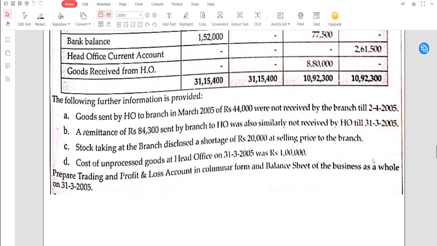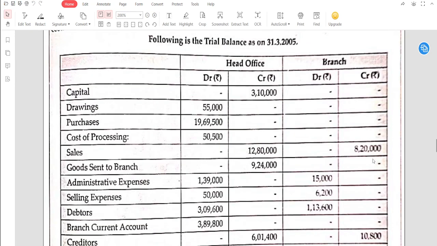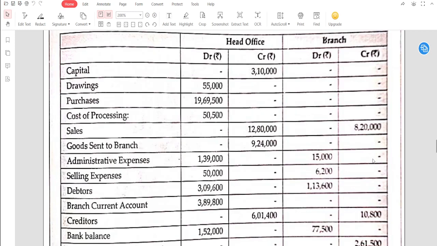देखिए क्या लिखा है, before solving any question I am requesting again and again, please go through the question first. साफ साफ लिखा है trading and profit and loss should be made in columnar form and the balance sheet of the business as a whole. So here if you can see the trading and P&L account, we are maintaining columnar form. But when we prepare the balance sheet, make it a joint. It means add both the balances and then plot it. तो debtor का balance दोनों add करके बैठाएंगे.